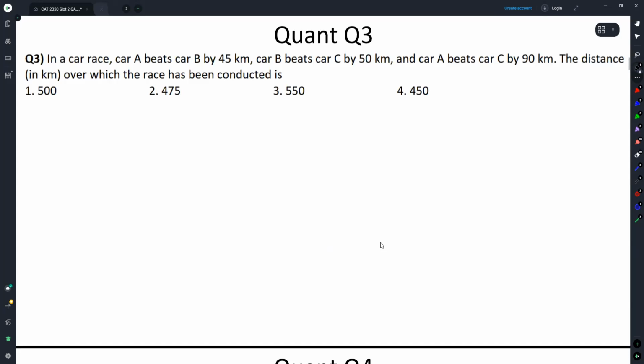In a car race, A beats B by 45 kilometers. Car B beats C by 50 kilometers. Car A beats car C by 90 kilometers. The distance in kilometers over which the race has been conducted is?